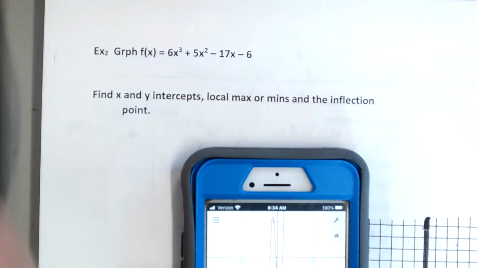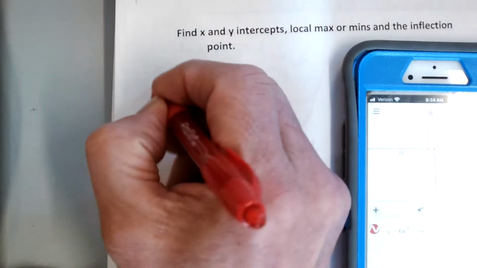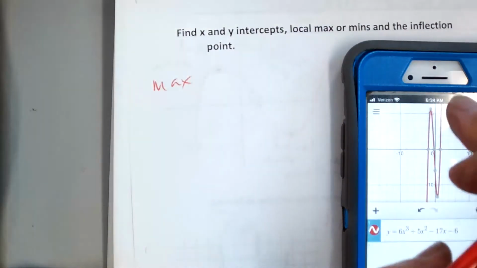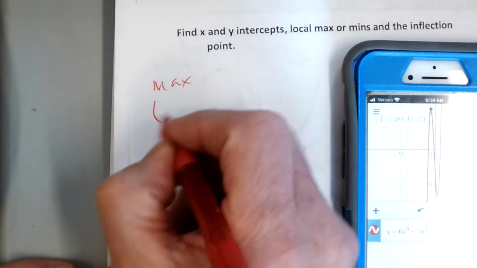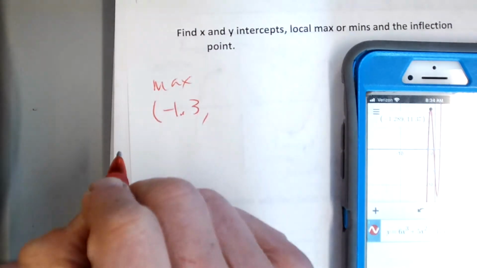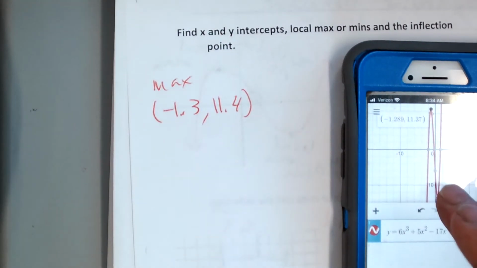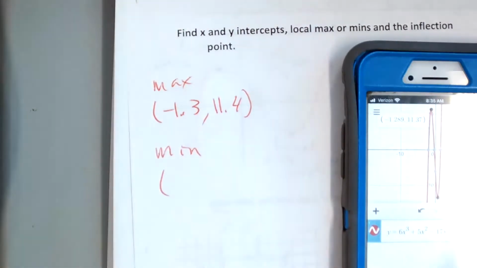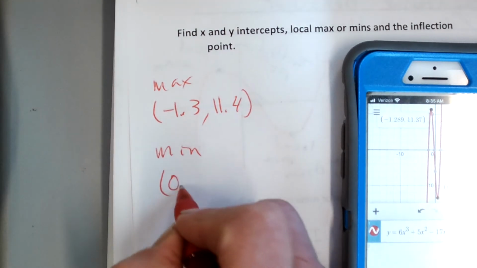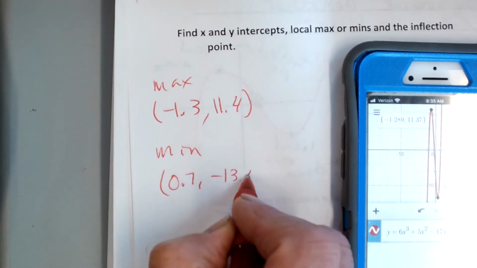So let's get my max and my mins first, if I just tap on it. Hopefully you can see that at home. So my max, let's just tap. My max is at about, and we're going to round to the nearest tenth, negative 1.3, comma 11.4. That's not bad, that's easy, right? And then my min, I'll tap. My local minimum is at about 0.7, and it looks like about negative 13.4.